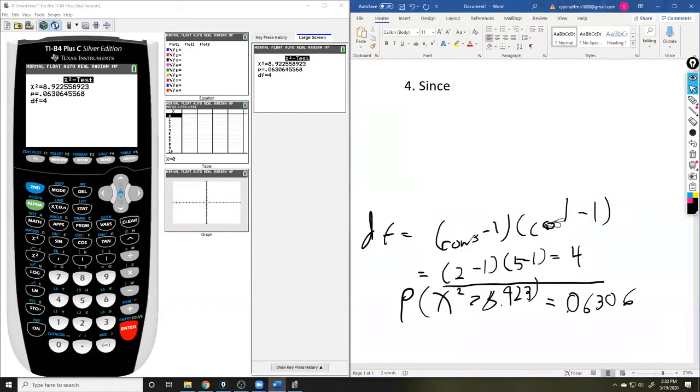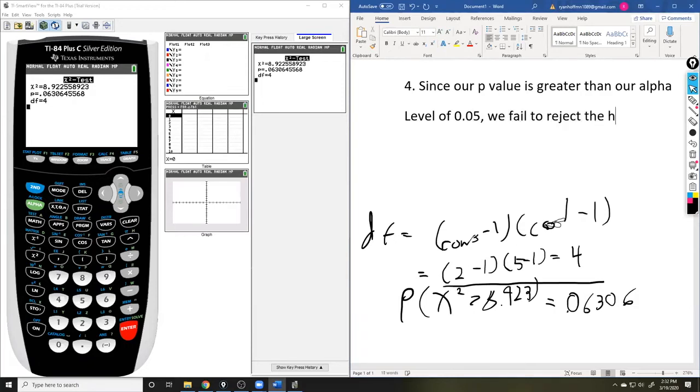Since our p-value is less, no, it's greater. It's greater. What am I doing? Then I'm rusty because we've been away. Greater than our alpha level of 0.05. We failed to reject the null hypothesis. I'm typing it out because it's quicker than doing the subscript.